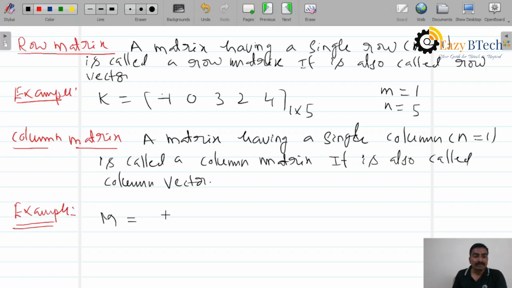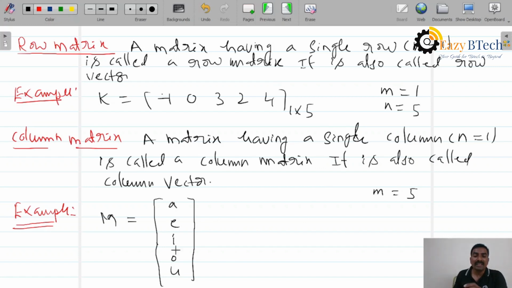Some m equals to, here m denotes the entire matrix. A, E, I, O, U. If you observe, here A is one column, E is one column, I is one column, O is one column, and U is one column. Therefore, the number of columns is 1, 2, 3, 4, 5. Number of rows: A is the first row, E is the second row, I is the third row, O is the fourth row, and U is the fifth row. Therefore, the number of rows m equals 5.